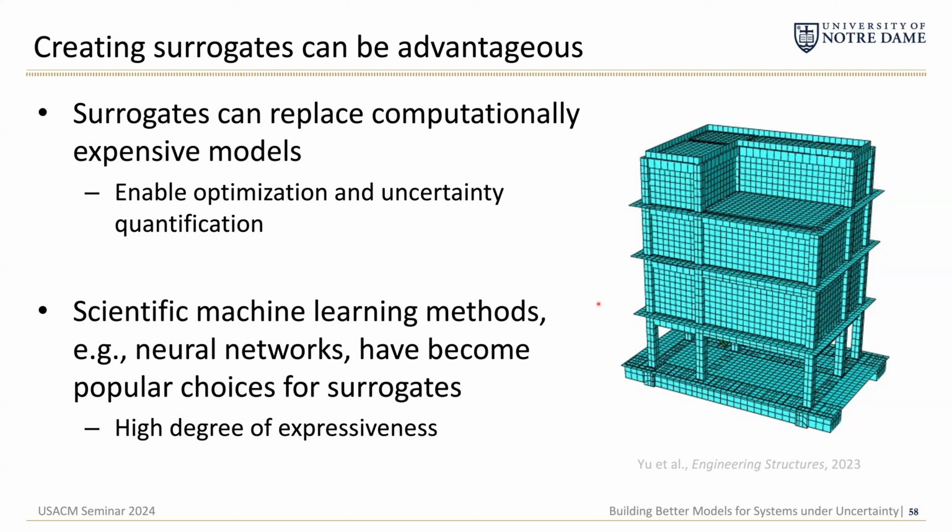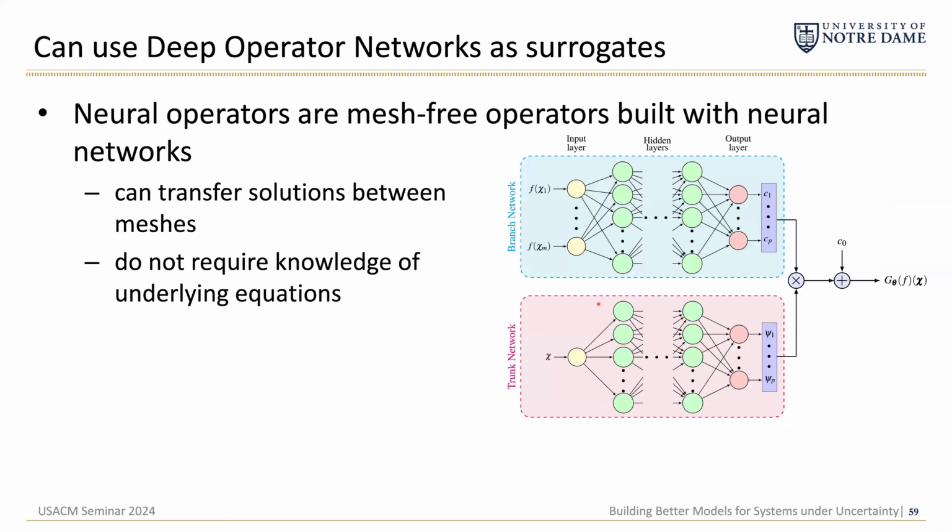And so scientific machine learning methods like neural networks have become very popular as surrogates, right? They're very expressive, they can work really well. And for instance, things like neural operators are becoming very popular because they are mesh-free and they're built atop neural networks, and the mesh-free nature allows them to essentially transfer solutions between meshes. And it also doesn't require any knowledge of underlying equations.